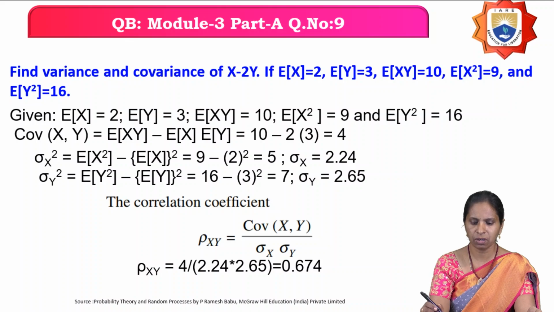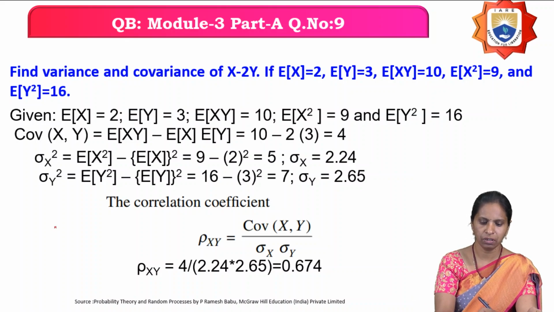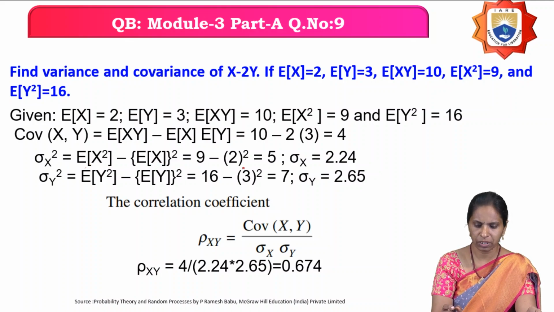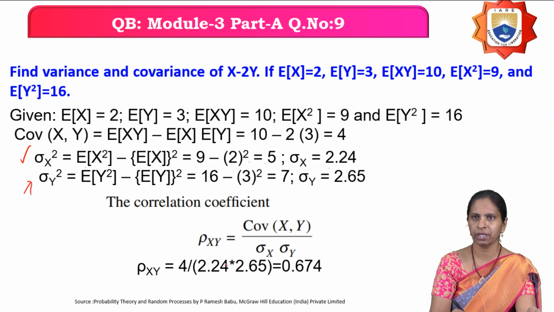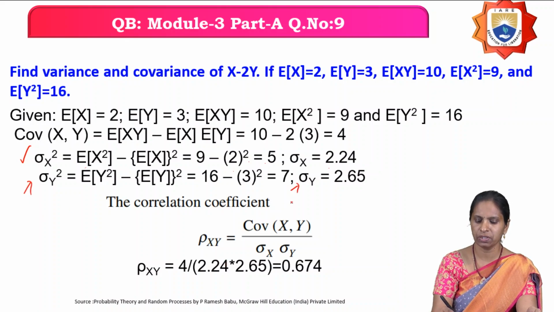So what is the variance of x here? Nothing but sigma x square, which is E of x square minus E of x whole square. So what have they given here? The E of x square value they have given as 9. E of x is nothing but 2. Then what is the variance of x? 9 minus 2 square, nothing but 5. What is the standard deviation here? Square root of 5, nothing but 2.24. Similarly, find out the variance of y. From that, find out the standard deviation of y.